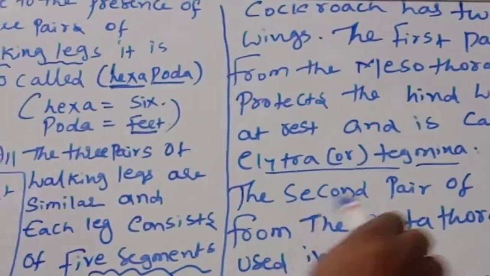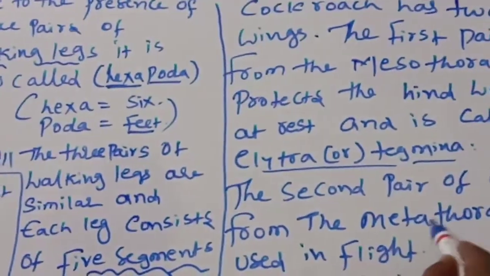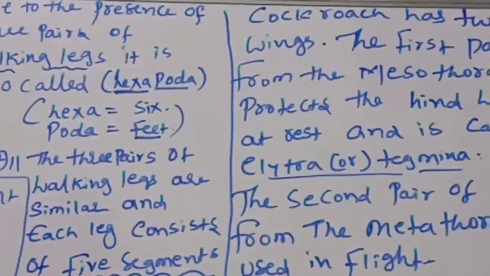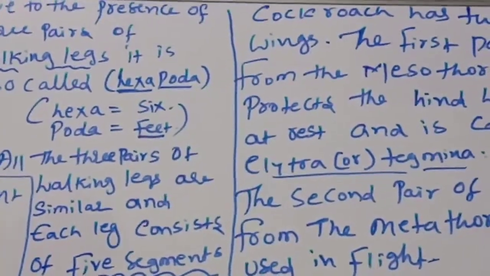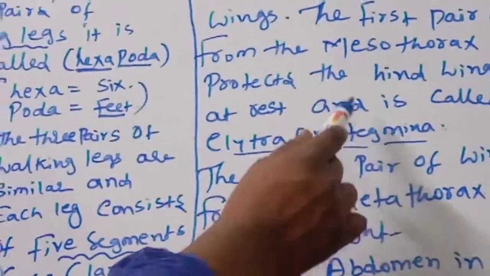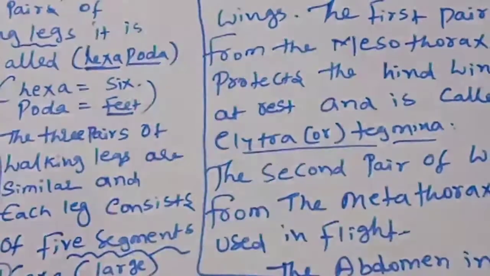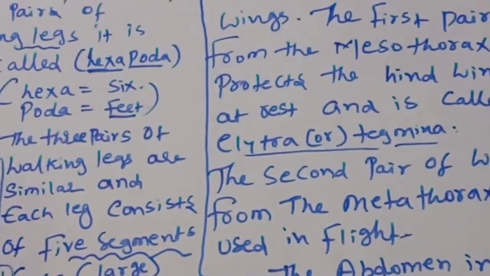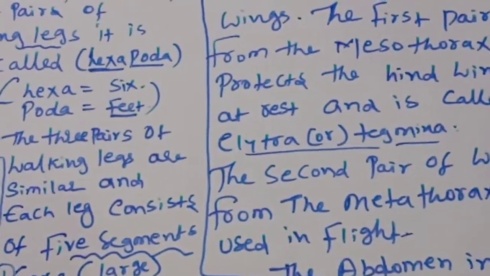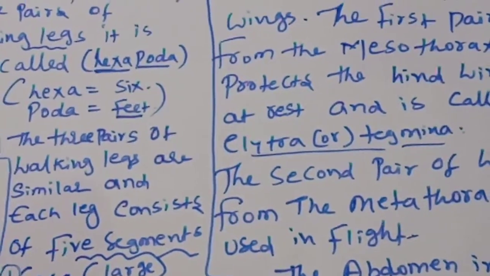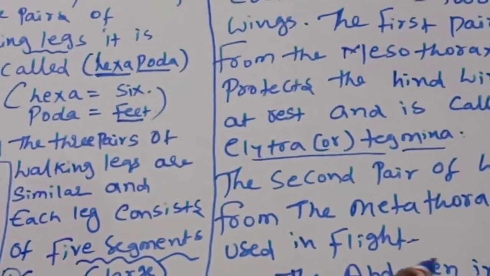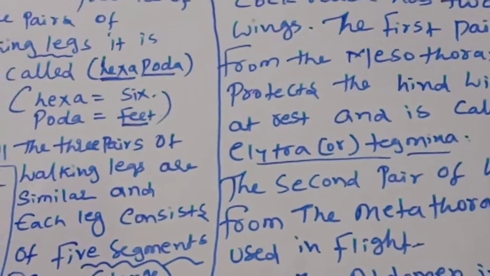The second pair of wings arises from the metathorax and is used in flight. So the first pair of wings are called elytra or tegmina. They protect the second pair of wings, and the second pair arises from the metathorax and is used for flight.